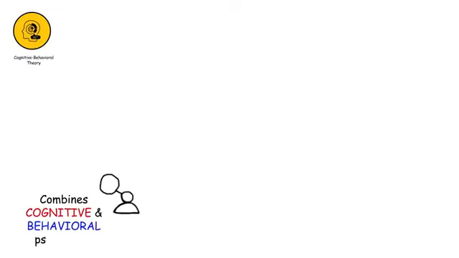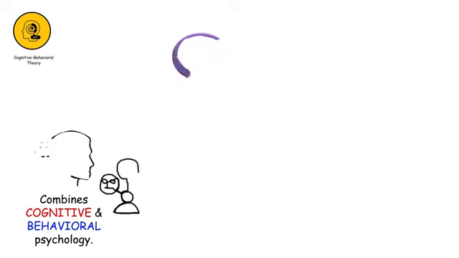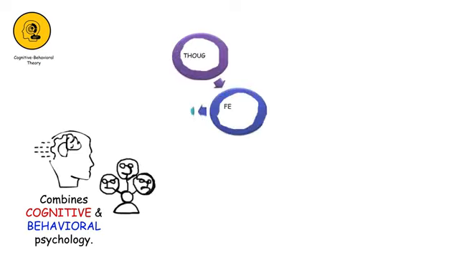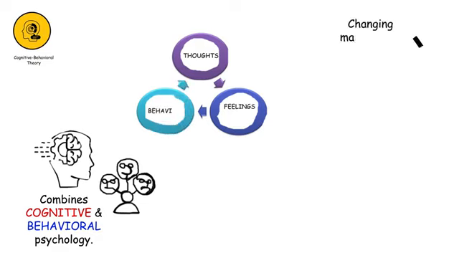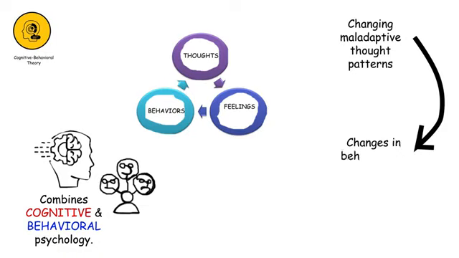Cognitive behavioral theory. Combining elements of cognitive and behavioral psychology, cognitive behavioral theory focuses on how thoughts, feelings, and behaviors interact. It suggests that changing maladaptive thought patterns can lead to changes in behavior and emotions.